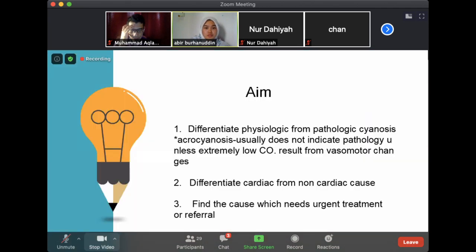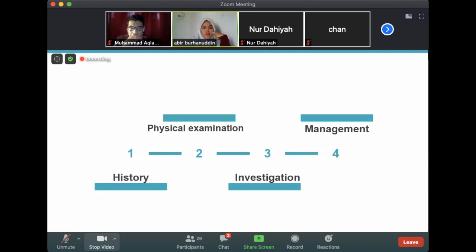Okay, for the clinical approach, our aim is to differentiate physiologic from pathologic cyanosis. Physiologic cyanosis is like acrocyanosis, which usually does not indicate pathology and occurs soon after birth. That results from vasomotor changes. The second aim is to differentiate cardiac from non-cardiac cause, and the third one is to find the cause which needs urgent treatment or referral. Okay, so for the clinical approach, we start with history, then do the physical examination, investigation, and management.